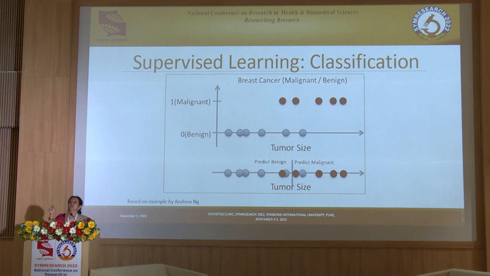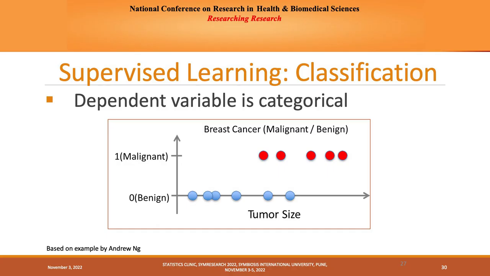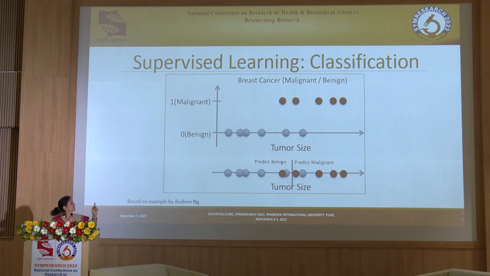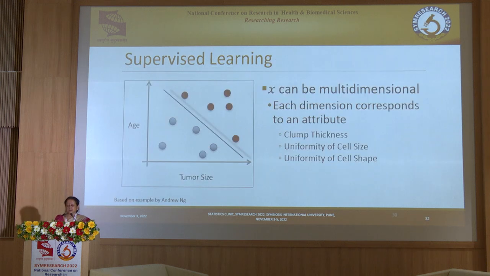So if the tumor size is smaller than the threshold, you classify it as benign, and if it's larger than the threshold, you classify it as a malignant tumor. Because you see, the benign tumors are characterized by small tumor sizes. Okay. Now, that was with respect to a single predictor.